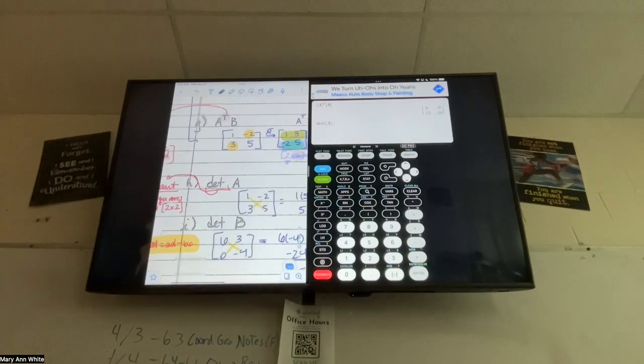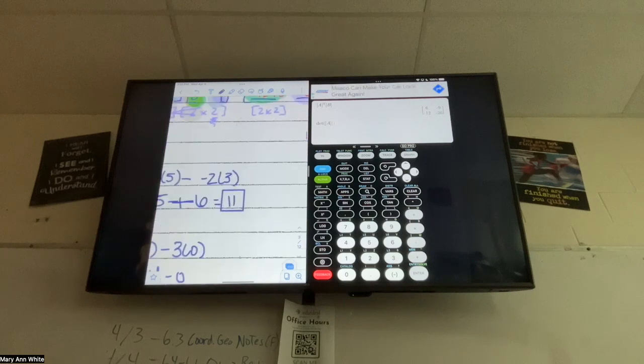All right, so we should get the exact same thing that we got earlier. We got 11 last time we did it. DET of A is still 11. Okay. So that means when you have bigger ones, you know that it will work, because we see that the ones that we did by hand will match the ones that we're going to do on the calculator. Okay.